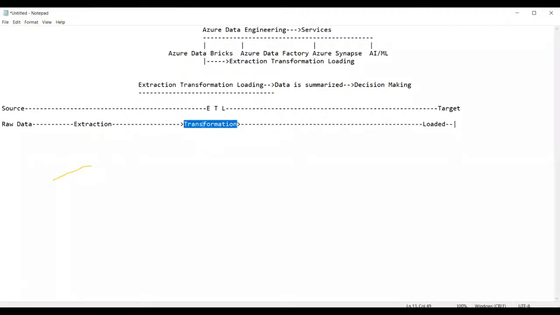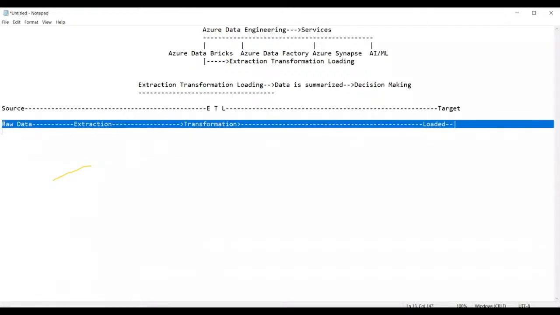Cooking is the process of what? Transforming. Ultimately, once the transformation is done, finally your destination is the curry. So the curry, you will eat it. That is finally the process of loading, which is nothing but eating the same. So hence, this is actually the process of extraction, transformation, and loading. That's it, guys.